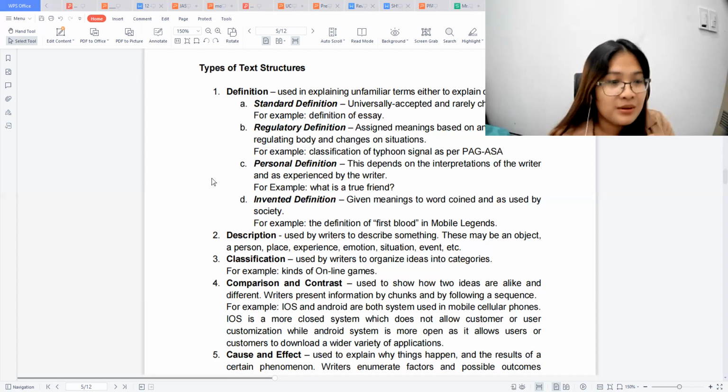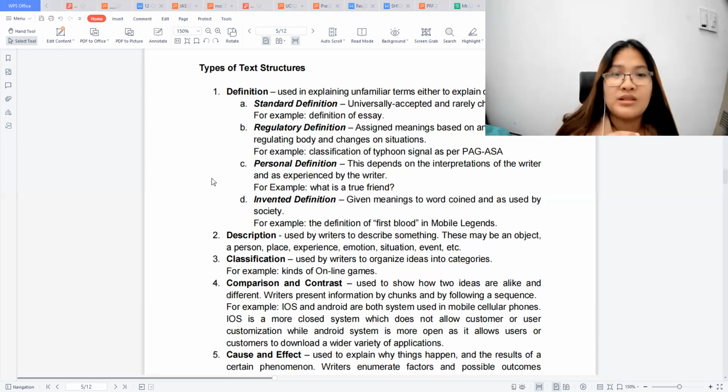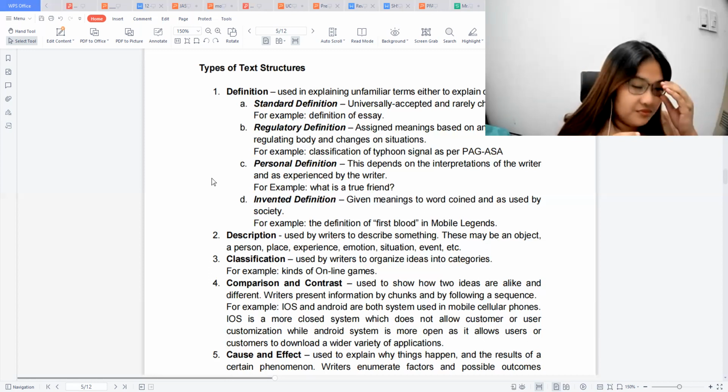So, I'm describing the word. What's the word? Okay, it's manga or mango. Okay, unripe mango. So, yun. That's description. Pero hindi ako nagkwento. Describe lang ako.